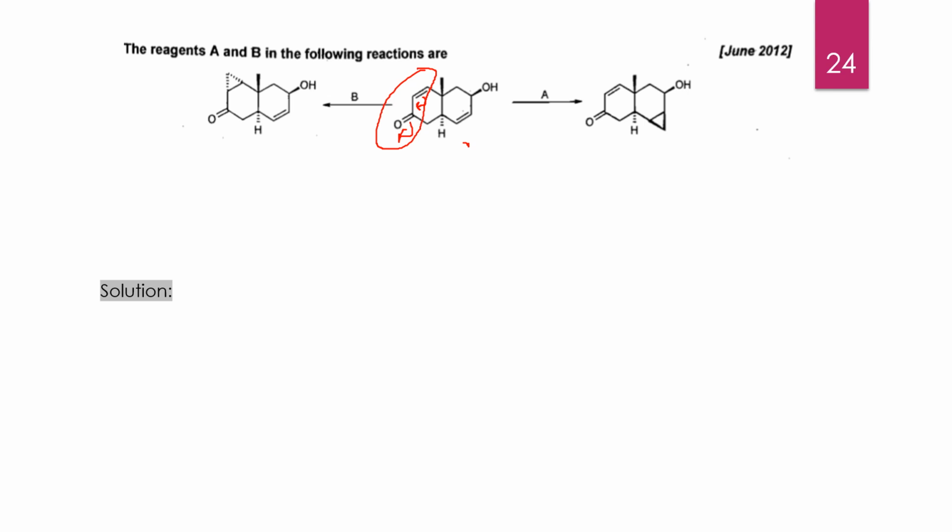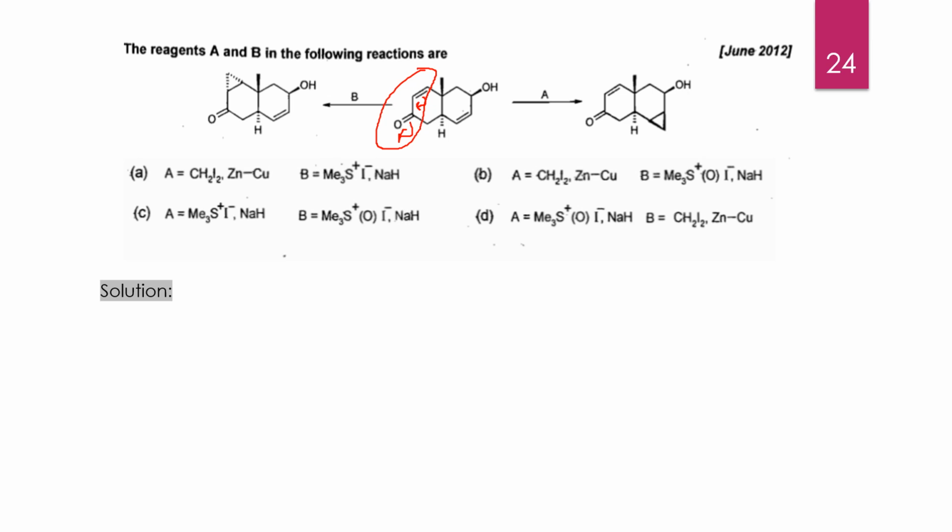By addition of reagent A, we are getting this double bond to react. By addition of B, we are getting this other double bond to react. So these are the reagents. In the previous one, I have already taught about the sulfoxonium halide. So here this is also given, sulfoxonium halide. You can see sulfur and oxygen are there.